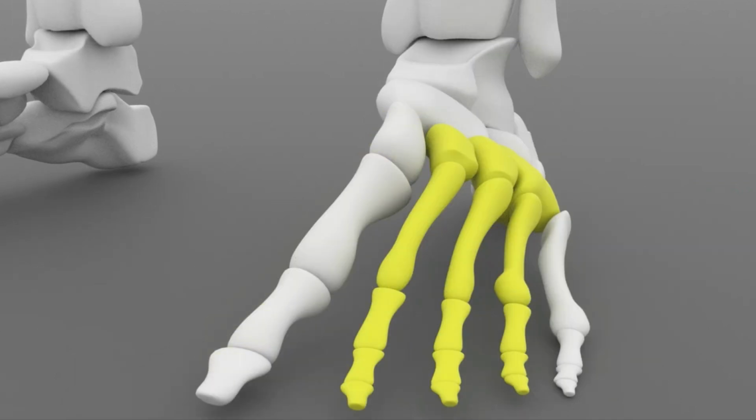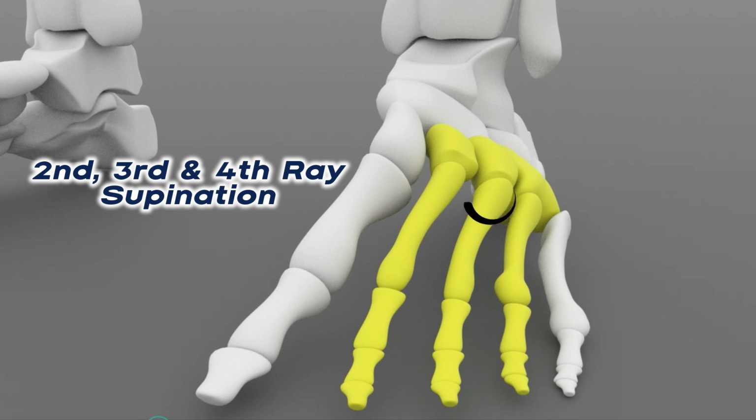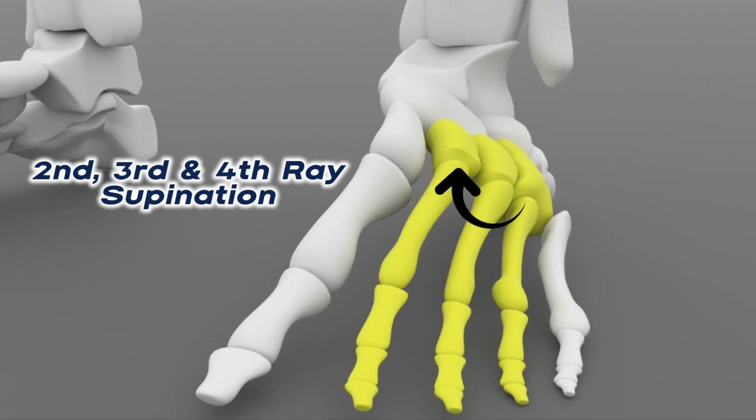In addition to the first ray and fifth ray forefoot compensations, stemming from the talonavicular and calcaneocuboid midfoot compensations, the second, third, and fourth rays now have to supinate in order to assist in keeping the lateral border of the foot flat on the floor or the ground, since overpronation can result in elevation of the lateral arch.